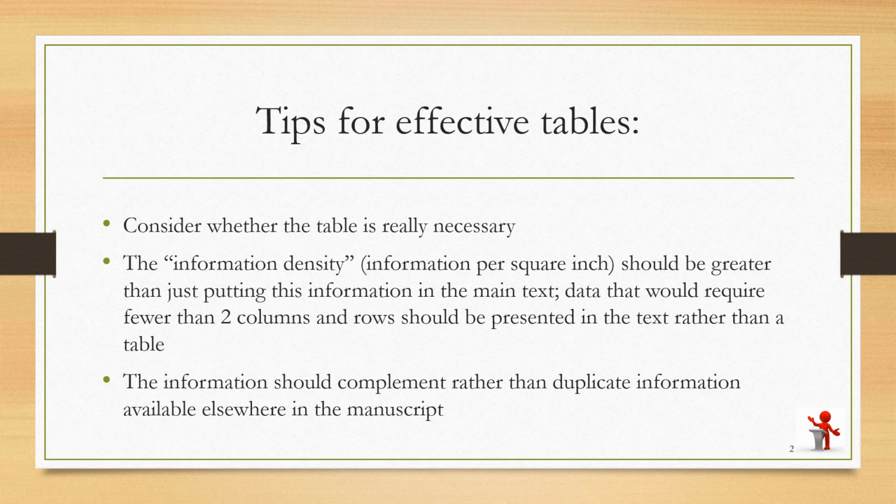Consider whether the table is really necessary. The information density, information per square inch, should be greater than just putting this information in the main text. Data that would require fewer than two columns and rows should be presented in the text rather than a table. The information should complement rather than duplicate information available elsewhere in the manuscript.